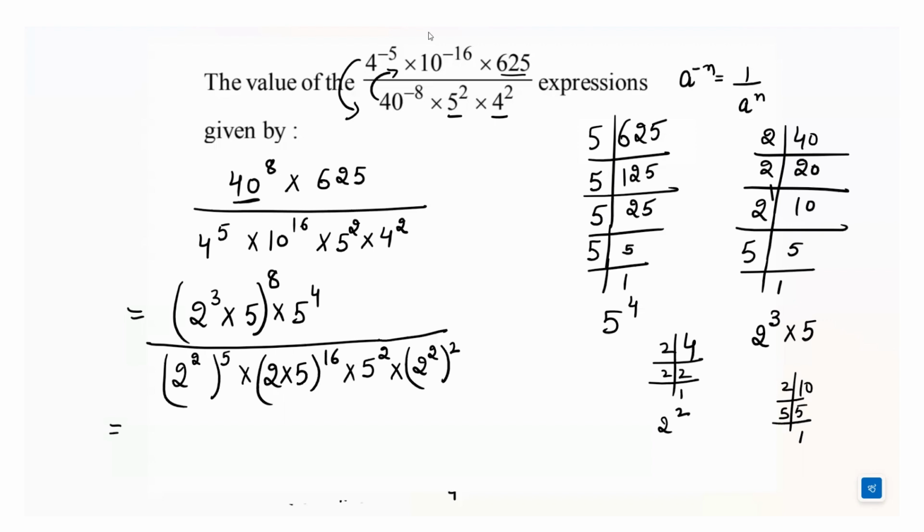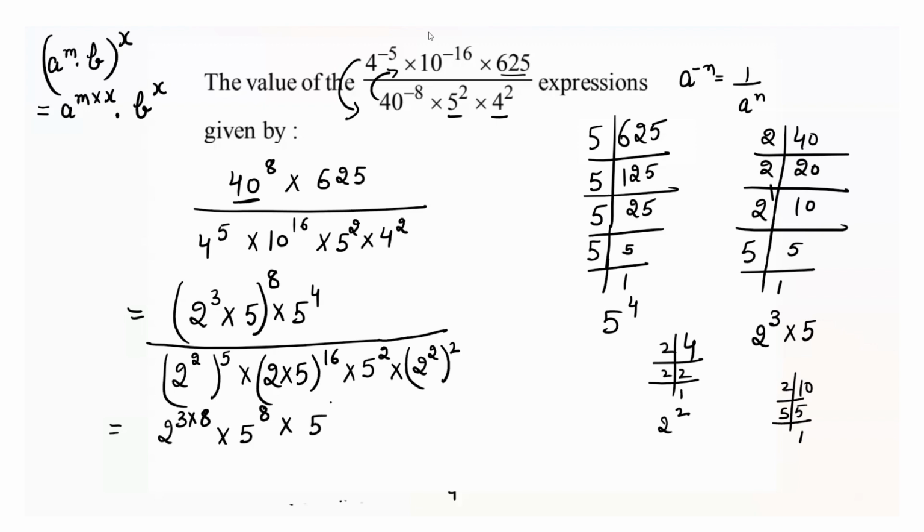Now after this we have to use another rule which says a raised to power m, all raised to power x, is equal to a raised to power m into x. So we will do the same. 2 raised to power 3 into 8 into 5 raised to power 8 into 5 raised to power 4, divided by 2 raised to power 2 into 5 into 2 raised to power 16 into 5 raised to power 16 into 5 raised to power 2 into 2 raised to power 2 into 2. So let's simplify it more.